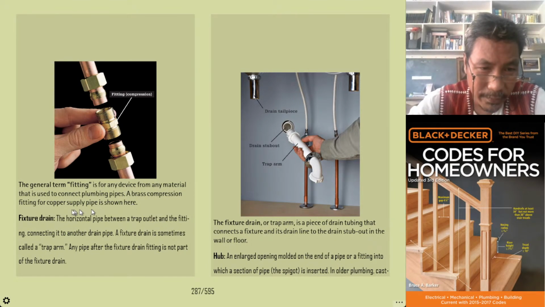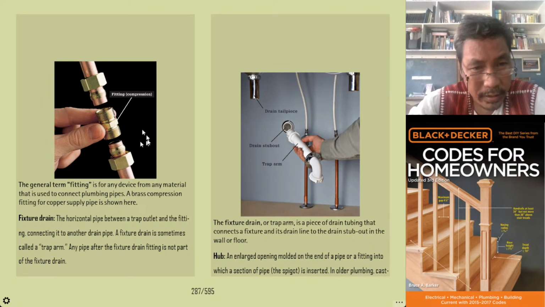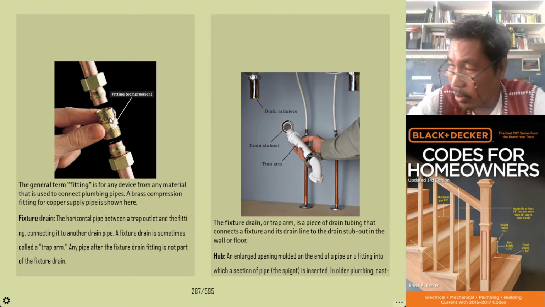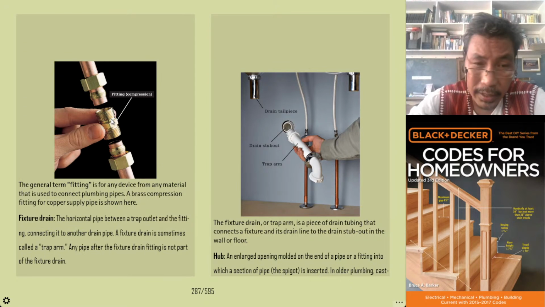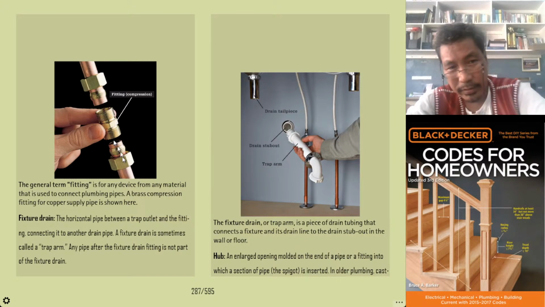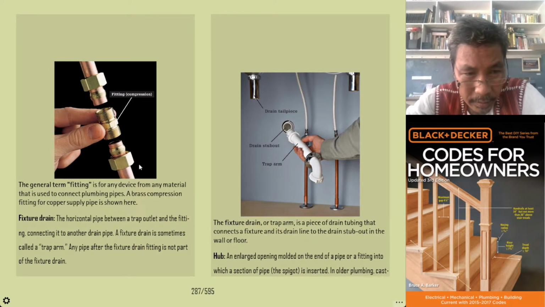A brass compression fitting for copper supply pipe is shown in this example. So this is usually used in what? In hot and cold water, and it is also used in air conditioning. Okay, this pipe.